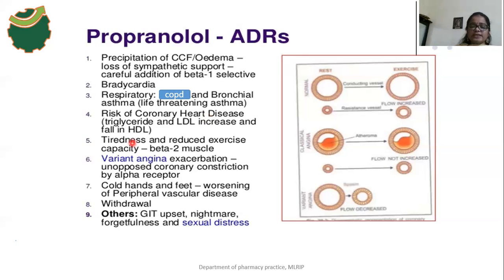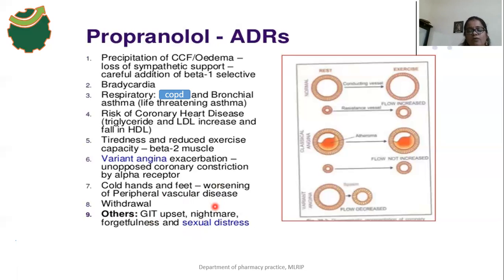Tiredness and reduced exercise capacity also occur, due to blockade of the beta 2 receptors. Cold hands and feet also occur due to blockade of the beta 2 receptors, and there is an increase in the severity of peripheral vascular diseases. Other effects are GIT upset, nightmares, forgetfulness, and sexual distress.